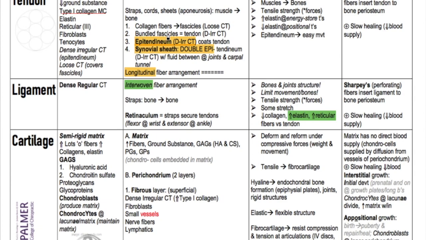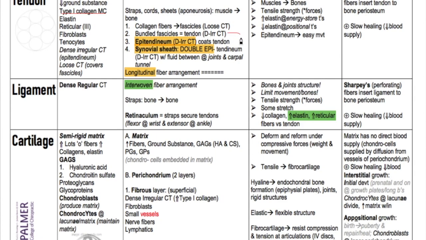Bundled up fascicles will form a tendon. So lots of fascicles together form a tendon, which is surrounded by dense irregular connective tissue. That dense irregular connective tissue is called the epitendinium.